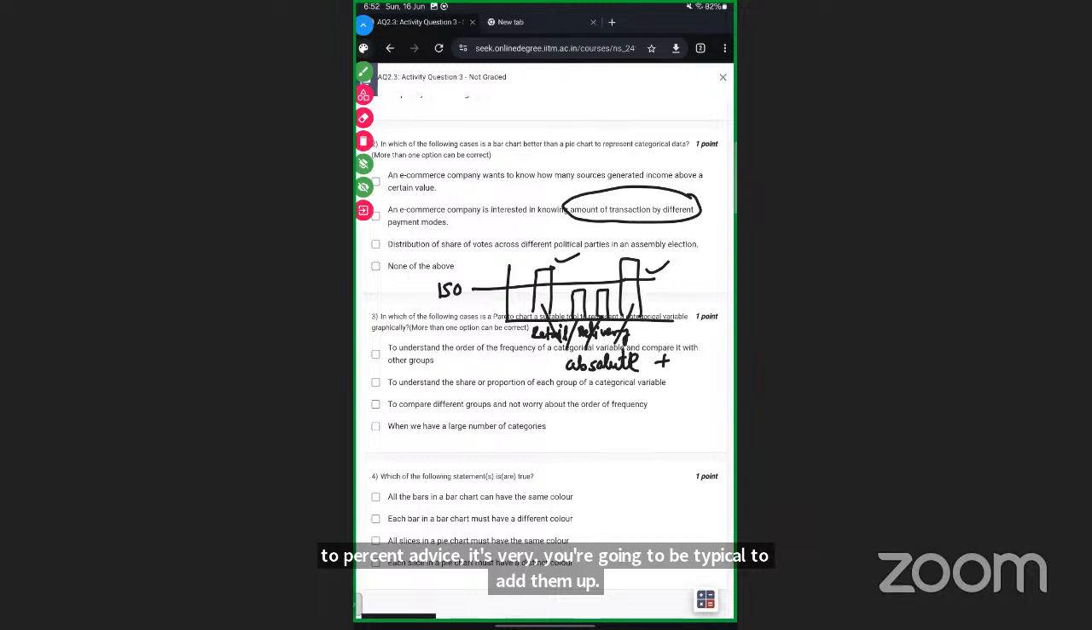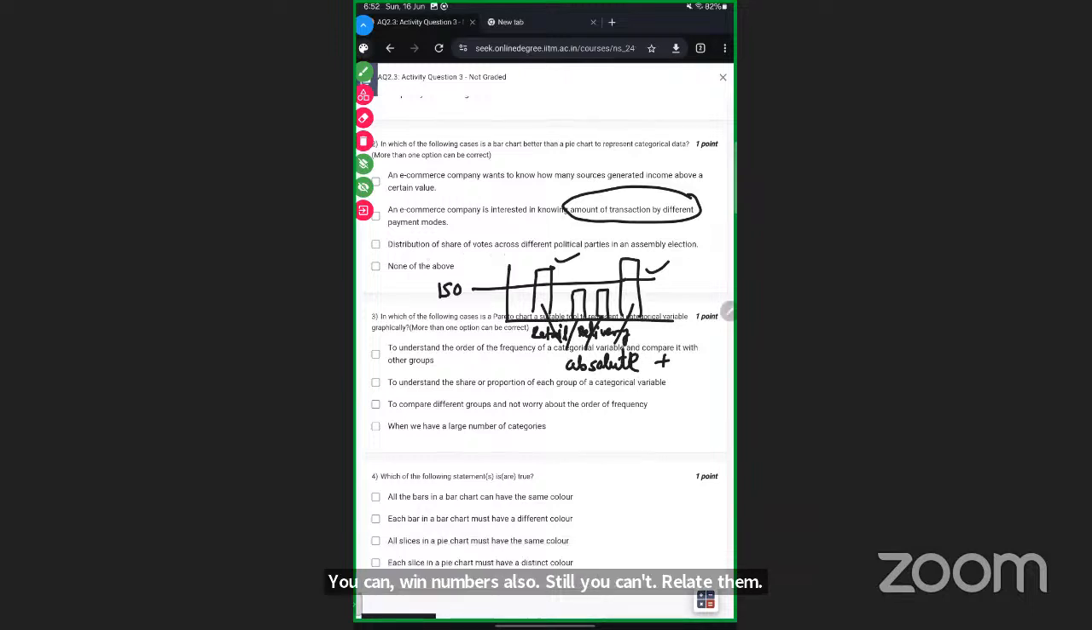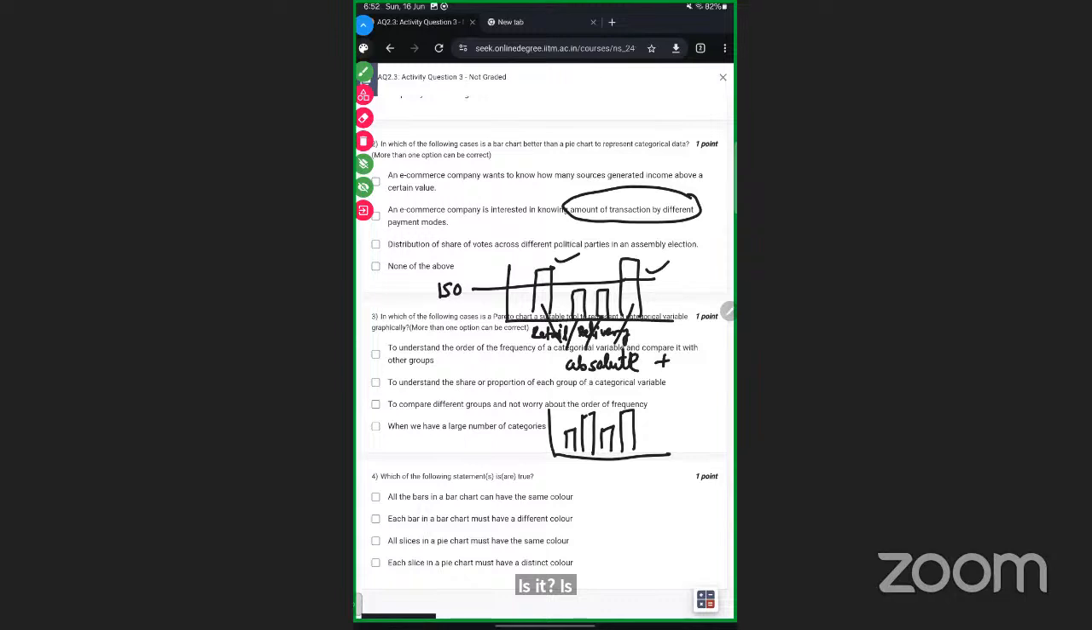Then, the distribution of share of votes across different political parties in an assembly election. Distribution of share of votes across parties. Yes, the pie chart is more useful in this case. Distribution is definitely better shown with a pie chart.